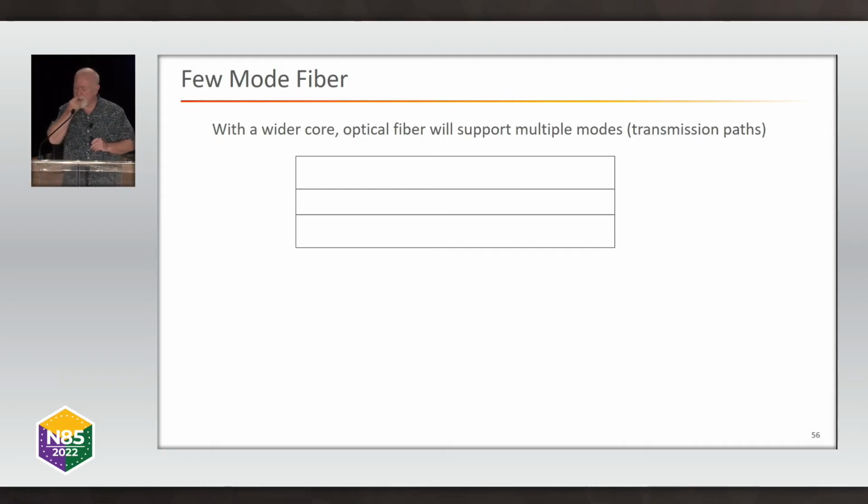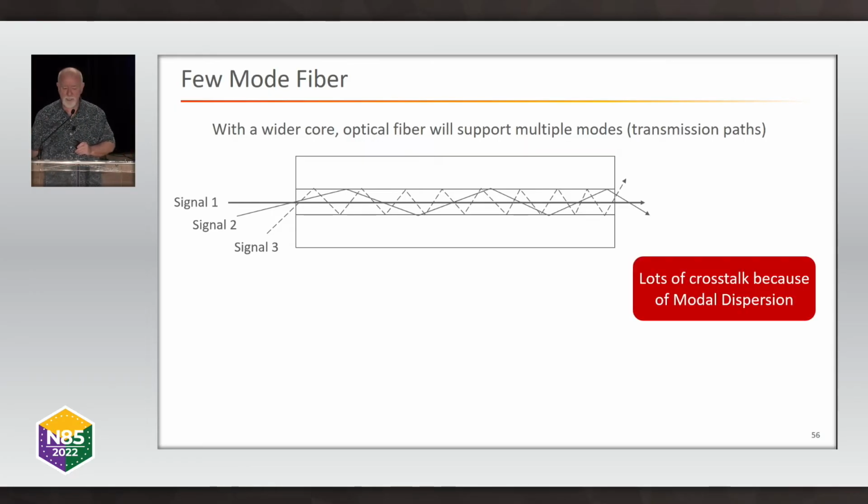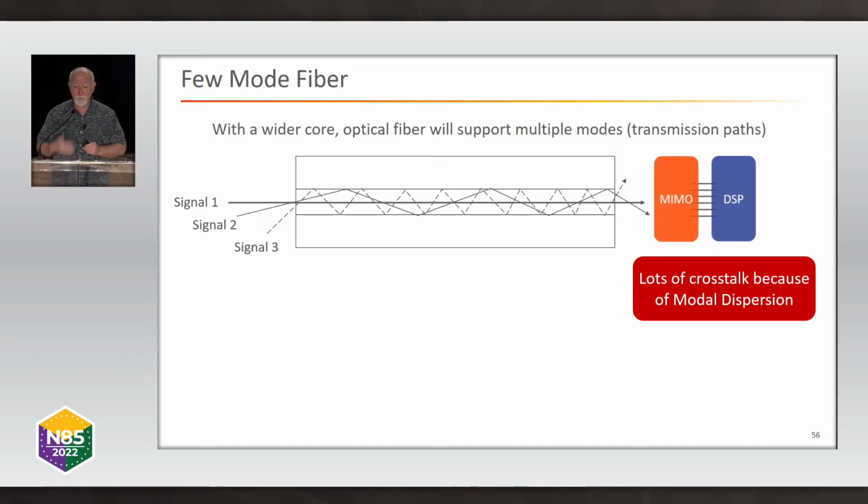Remember I said that normal optical fiber is single mode. But if we make the core of the fiber a little bit wider, instead of there just being room for one mode, we may have room for multiple modes. And these modes actually do take different path lengths along the fiber. One of the problems is that you'll end up with lots of crosstalk between these modes because of modal dispersion, and you have to figure out how to unscramble these signals. But we can do it.